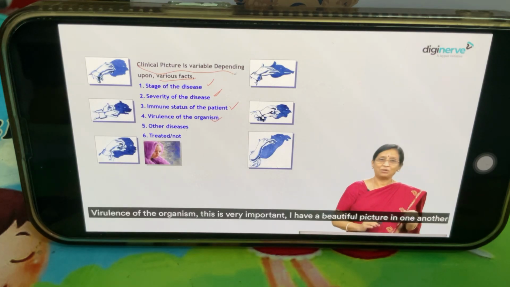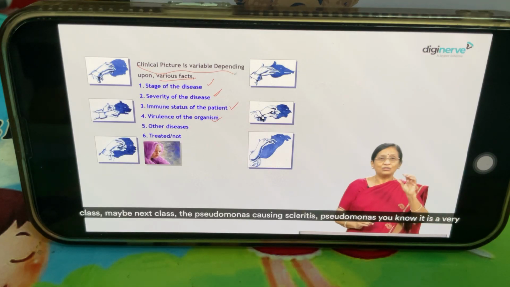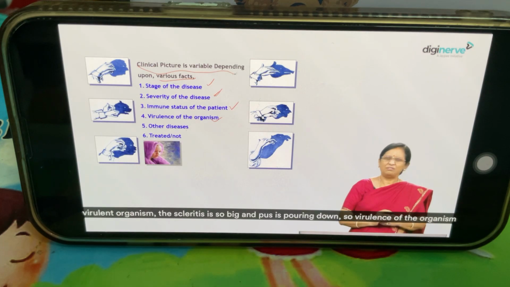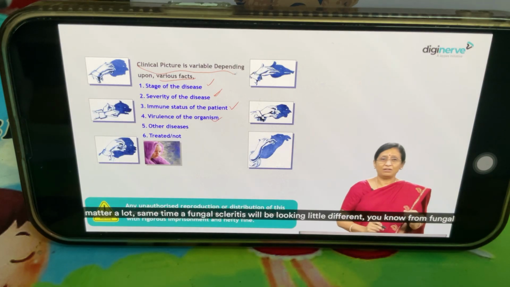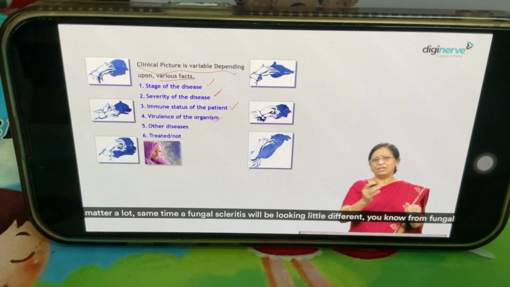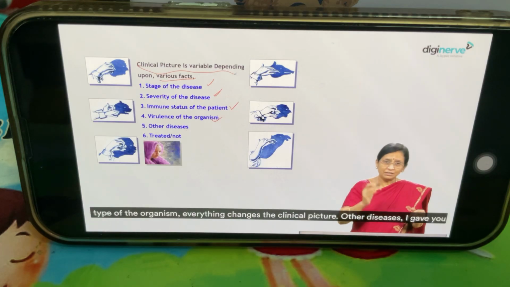Virulence of the organism. This is very important. I have a beautiful picture in another class, maybe next class: Pseudomonas causing scleritis. Pseudomonas, you know, is a very virulent organism. The scleritis is so big and pus is pouring down. So virulence of the organism matters a lot. At the same time, fungal scleritis will look a little different, like a fungal corneal ulcer compared to a bacterial corneal ulcer. So you will agree with me, virulence and type of the organism change the clinical picture.